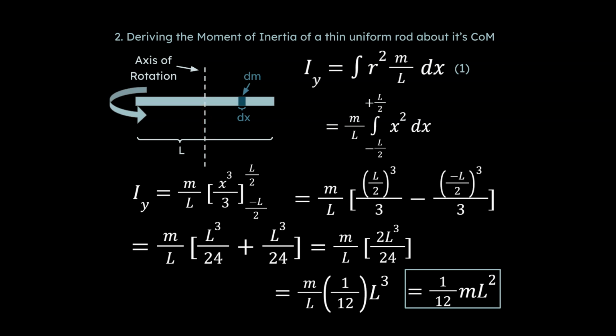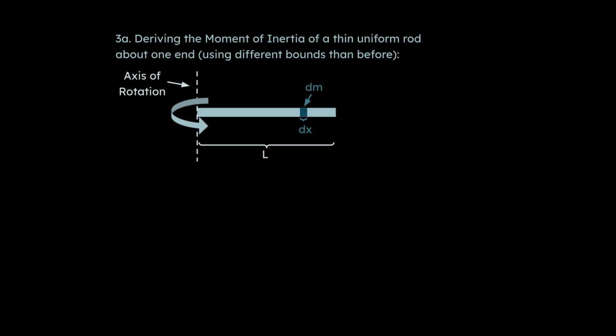Alright, so let's try a couple other examples and see how they work out. So you could say if you were to derive the moment of inertia of a thin uniform rod about one end. So notice the axis of rotation this time is going to be about the end of the rod, whereas before it was down the middle.